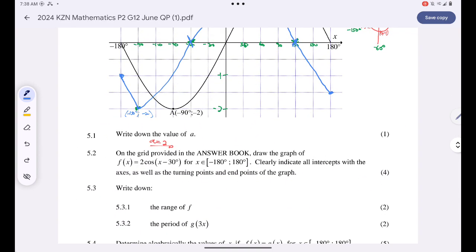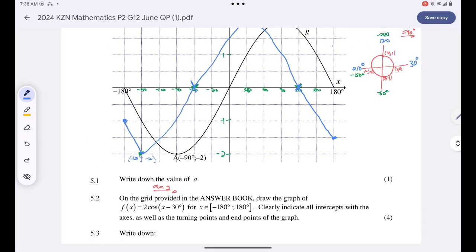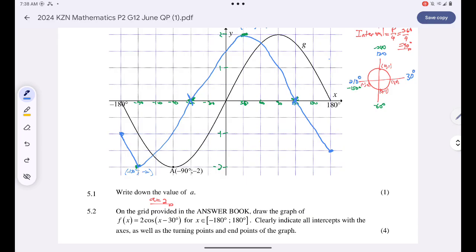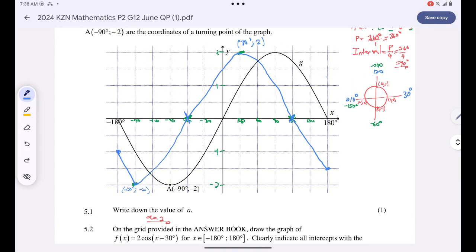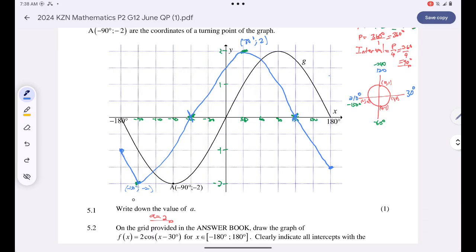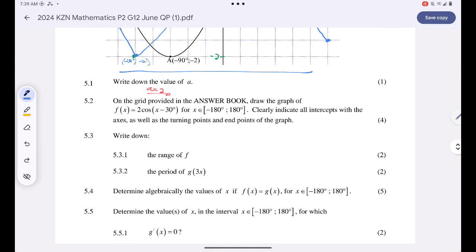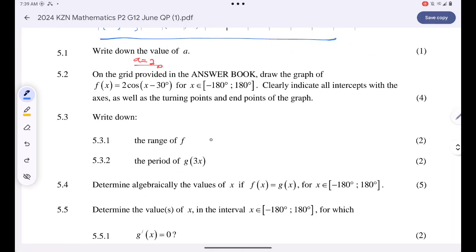Okay, and then now they want us to find the range of f of x. Whenever, guys, you scan your graph vertically, you can only see your graph whenever y is between negative 2 and 2. You cannot see your graph below negative 2, and you also cannot see your graph above positive 2. So the range over here, y is just between negative 2 and 2.